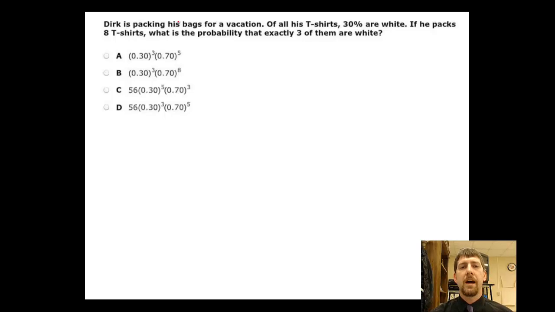Dirk is packing his bags for vacation. Of all his t-shirts, 30% of them are white. If he packs 8 t-shirts, what's the probability that exactly 3 of them are white? So what they're doing here is they're asking us a probability, but they've already given us a percentage. Percentages and probabilities are interchangeable. So they've already given us a probability of what all of his white shirts are. So let's look at just these 8 shirts.